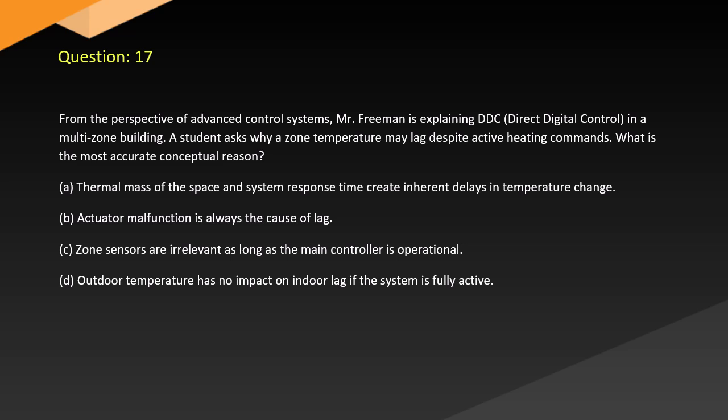Question 17. From the perspective of advanced control systems, Ista Freeman is explaining DDC, direct digital control, in a multi-zone building. A student asks why zone temperature may lag despite active heating commands. What is the most accurate conceptual reason? A. Thermal mass of the space and system response time create inherent delays in temperature change.